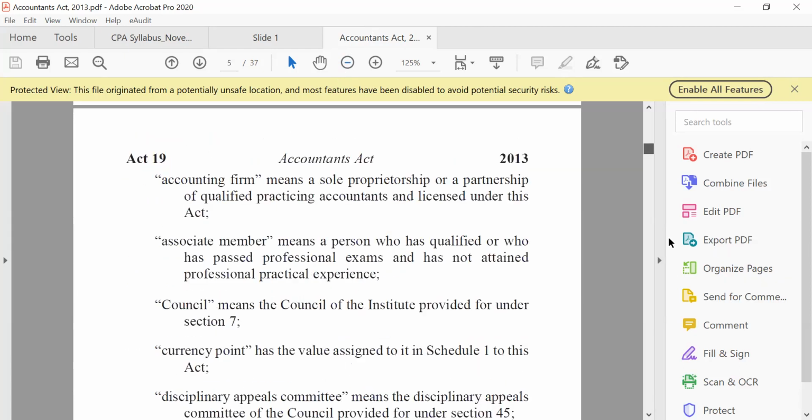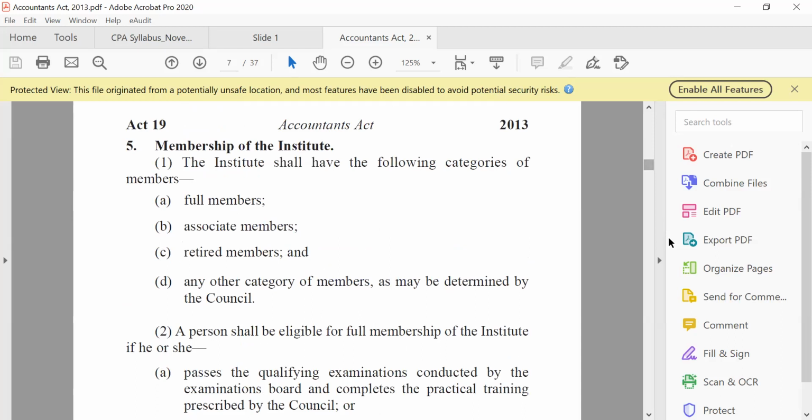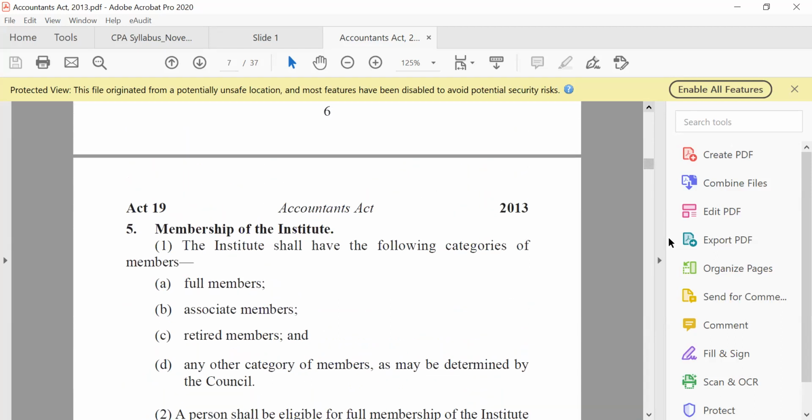Now, this again has a definition of who can become a member. As you can see, the institute has the following categories of members. We have people we call full members. We have people who we call associate members. Full members, these are members that finished CPA and have the required number of years of experience to attain membership. Associate members, these are people who, when you finish your CPA and you don't have the required number of years, you automatically become an associate member. Retired members, of course, members that have already been able to retire. And then other categories of members that may be determined by the council, okay?